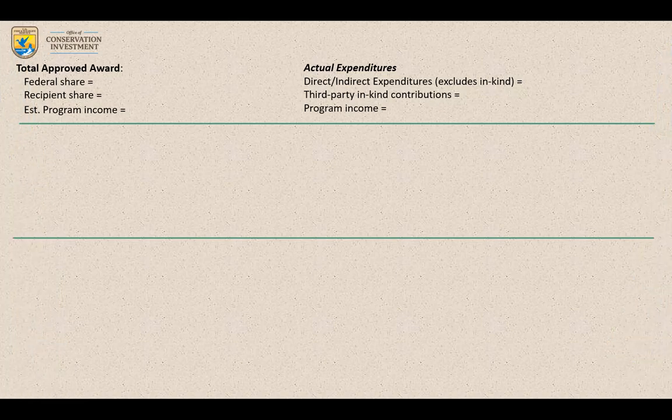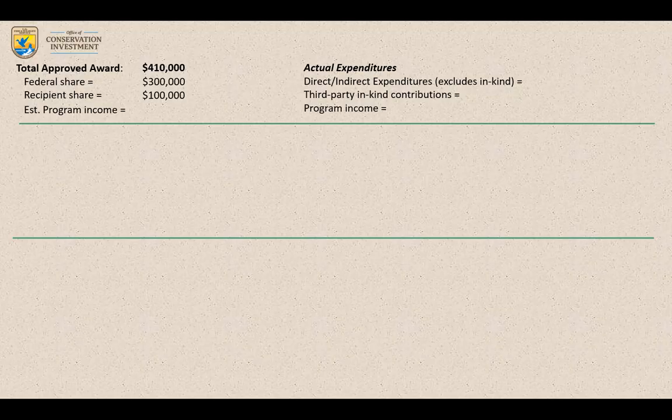In this scenario, a recipient receives a federal award with a mandatory cost share requirement of 25%. The total award amount is $410,000. The federal share of the award is $300,000, or 75% of the total project cost. The recipient provides the remaining $100,000, or 25% of the total project cost.